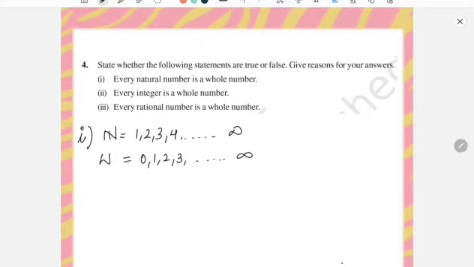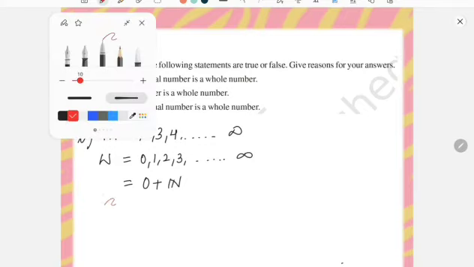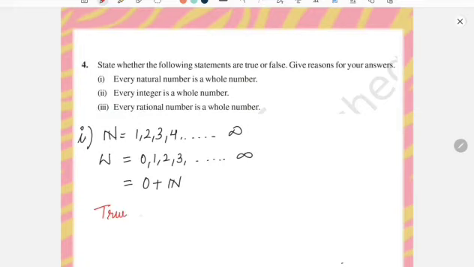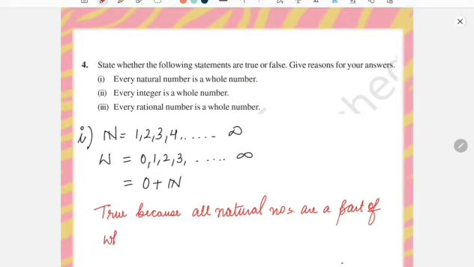Every natural number is a whole number. क्या सारे natural numbers whole numbers होते हैं? Yes. क्यों? We have learned 0 plus the set of natural numbers make whole numbers. So the given statement that we have here is true because all natural numbers are a part of whole numbers. Alright, moving to the next one.